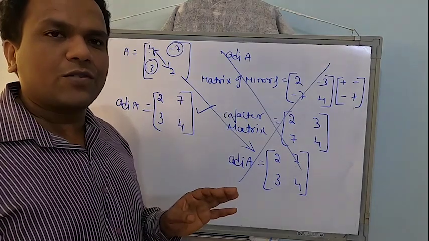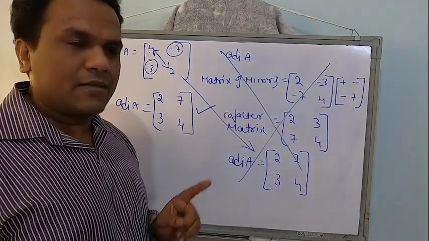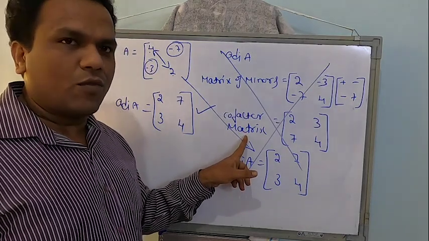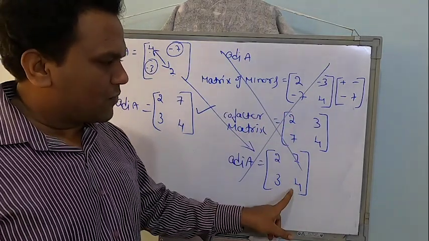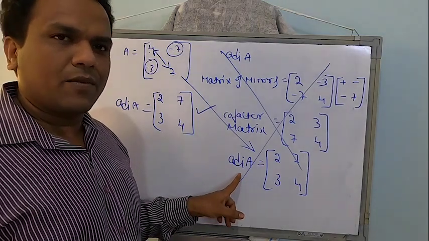Stepwise, if you want to say, first construct the matrix of minors, multiply that by the sign matrix. The resultant matrix is called the cofactor matrix. Take the transpose of this. The resultant matrix is called the adjoint of the matrix. Clear?